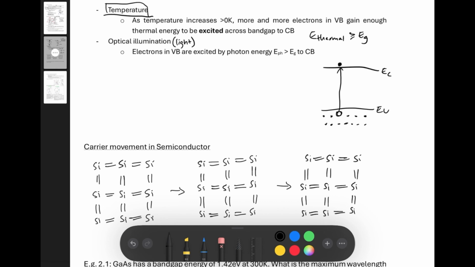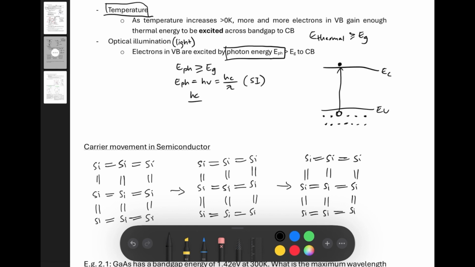But yeah. And then another way is through optical illumination. So the electrons in the valence band are excited through photon energy, which we'll call EPH here. So for it to work, again, it's the same thing. The EPH must be larger than the band gap energy so that it can be excited directly instead of in the middle. And the photon energy is equal to this, which is provided in your formula sheet. So h is the Planck constant, c is the speed of light, and lambda is your wavelength. So this is all in SI units.